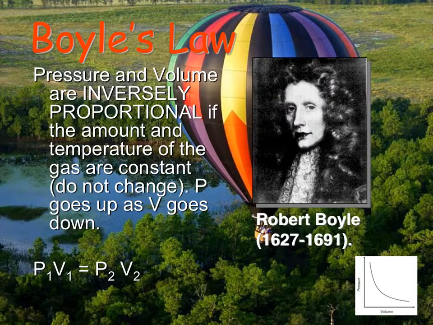Robert Boyle investigated gases while holding the amount and temperature constant, and he discovered that pressure and volume are inversely related. They are inversely proportional, which means as one goes up, the other goes down. So the equation for this is P1V1 equals P2V2. P1 and V1 are representing the original conditions, and P2 and V2 are representing the changed pressures and volumes.